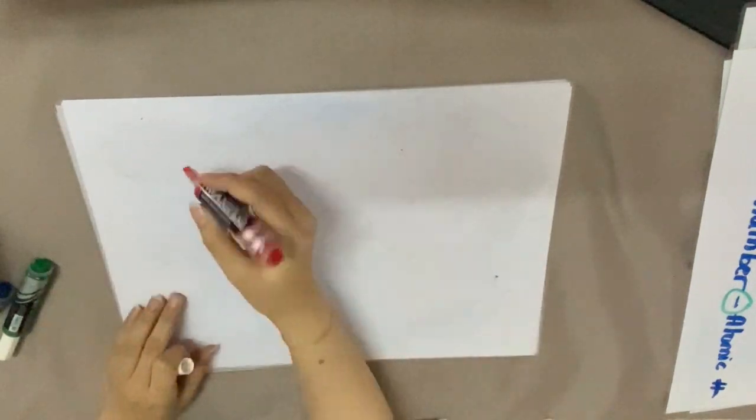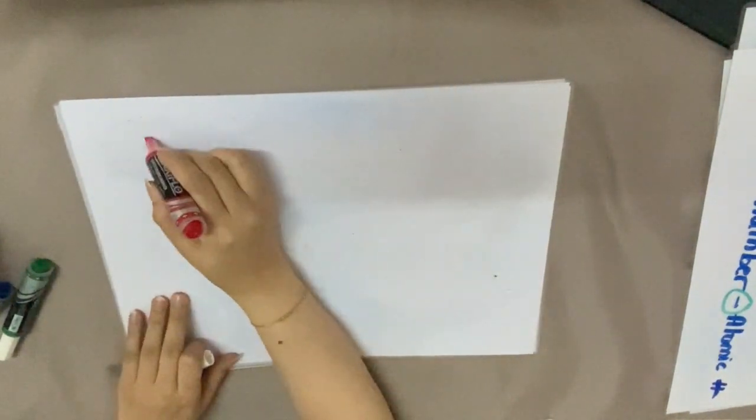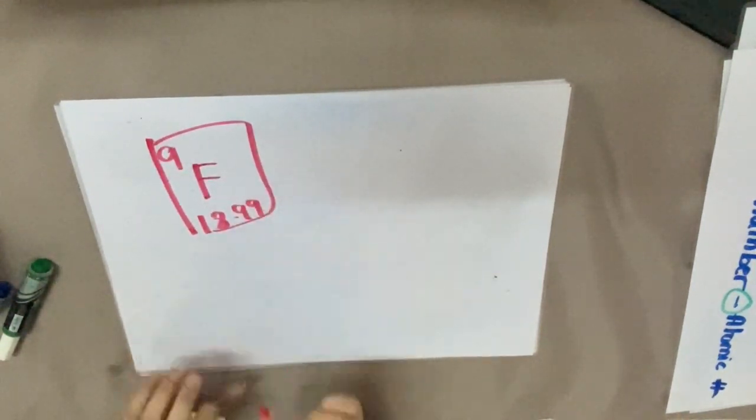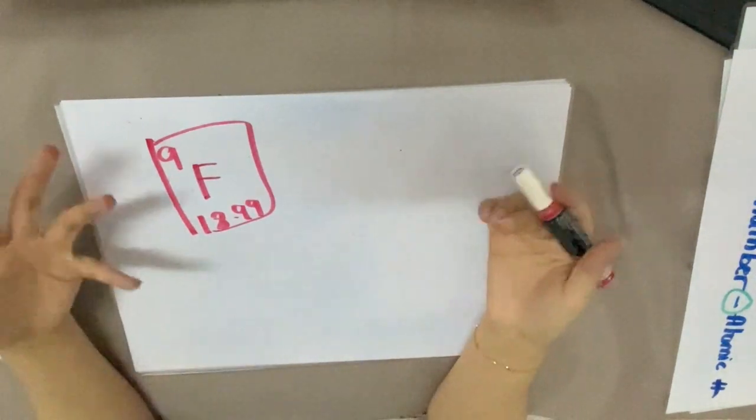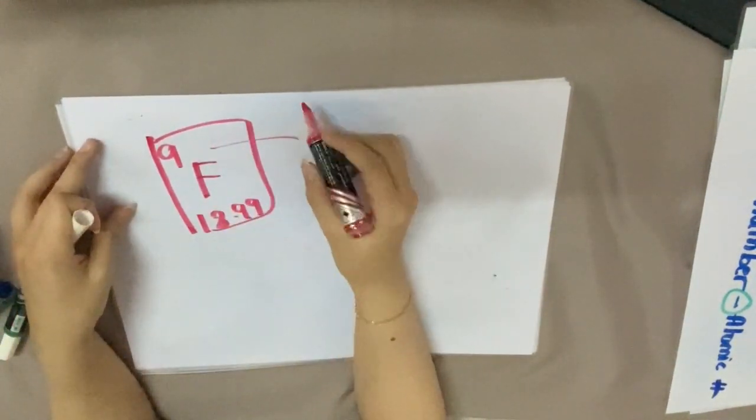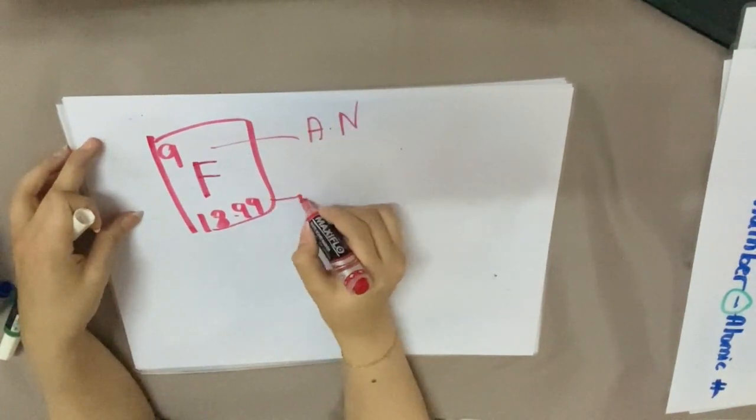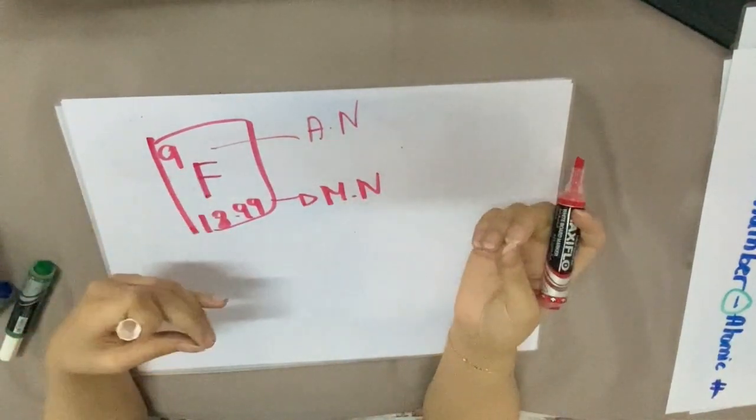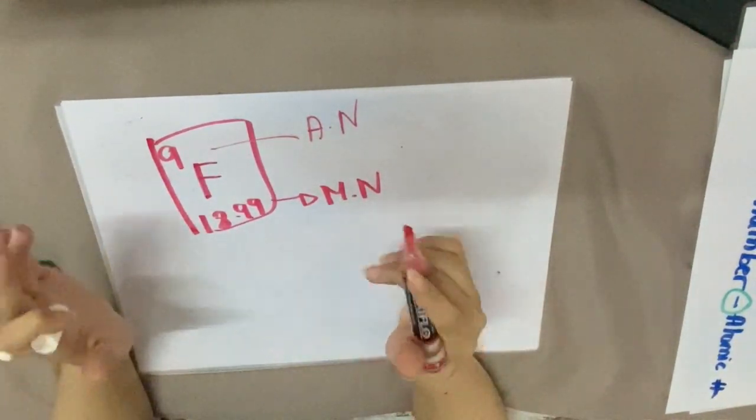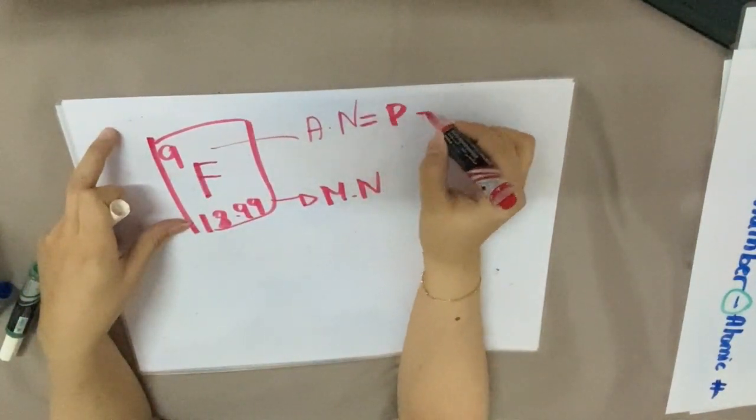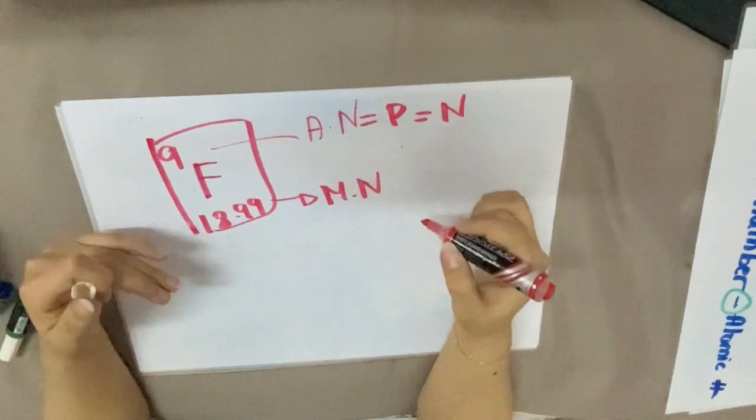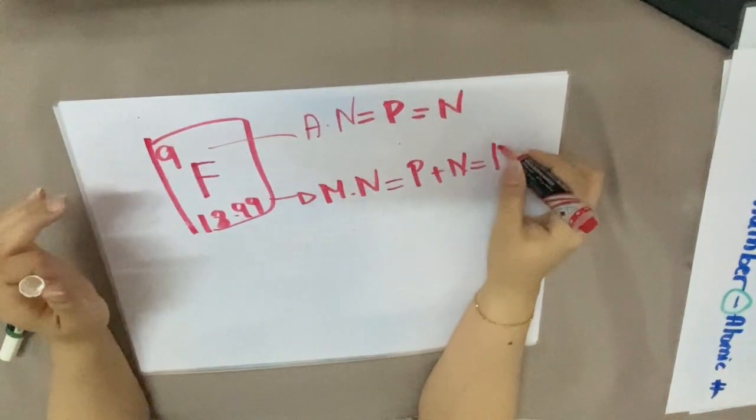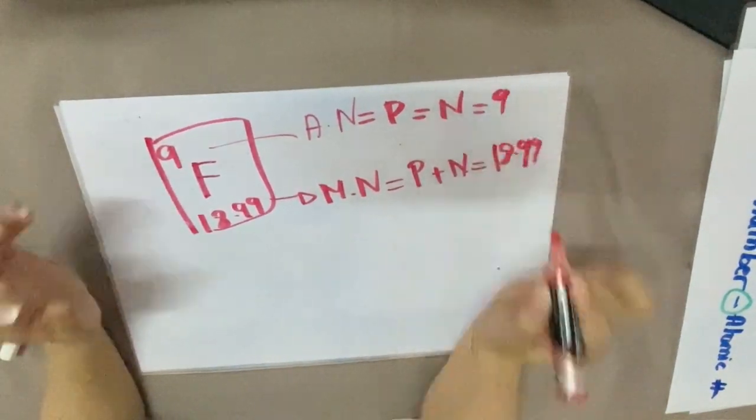So let's take a look at fluorine. 9 atomic number, 18.99 atomic mass, or we can say mass number. So here, atomic number, and here we have the mass number. So far, we found the atomic number, which is the protons and the electrons equally. So 9 equals atomic number equals protons equals electrons. And the mass number is protons plus neutrons. So we have as well 18.99, and here we have 9.